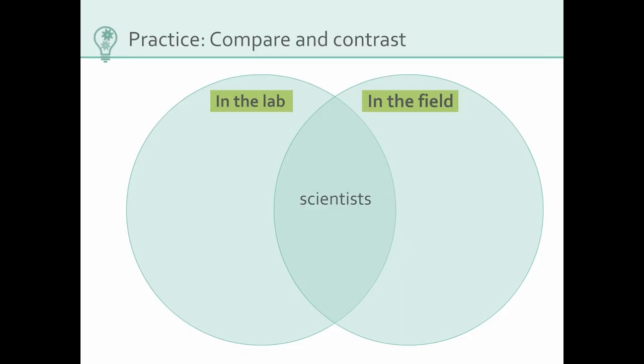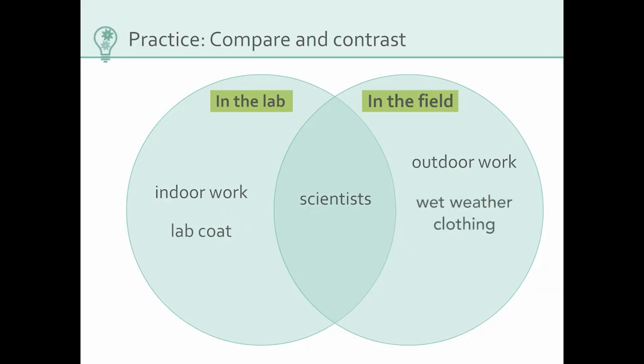Does your diagram look something like this? The jobs are similar in that both people are scientists. One job takes place outdoors while the other is indoors. The scientist in the lab wears a light lab coat, unlike the scientist outdoors who's wearing clothes for the wet weather. Both jobs could be dangerous, but the job along the river seems more dangerous.